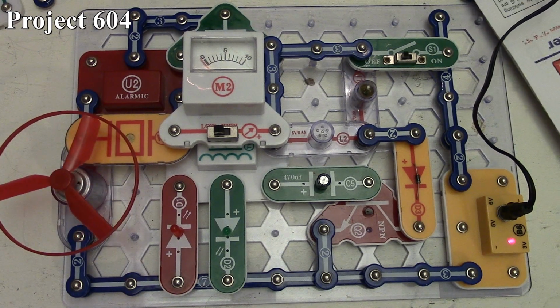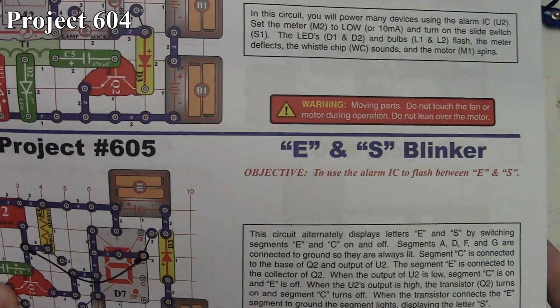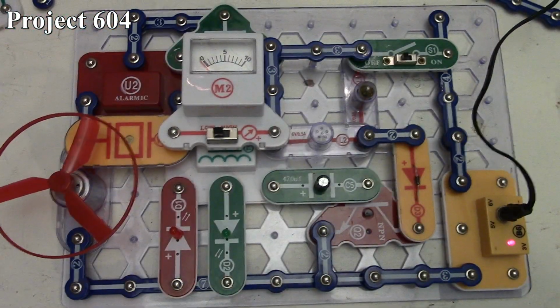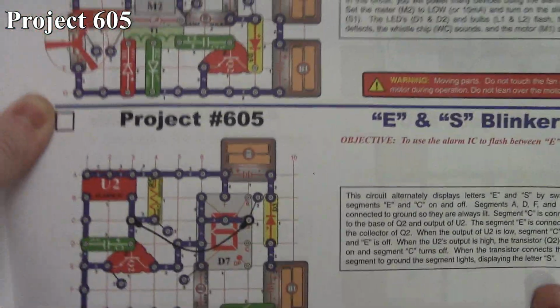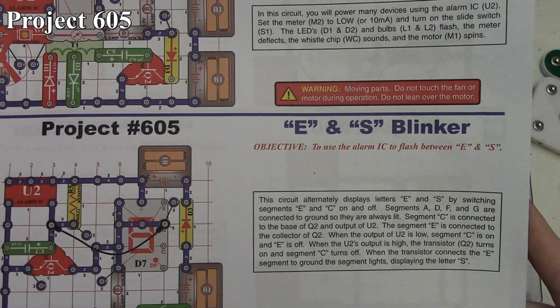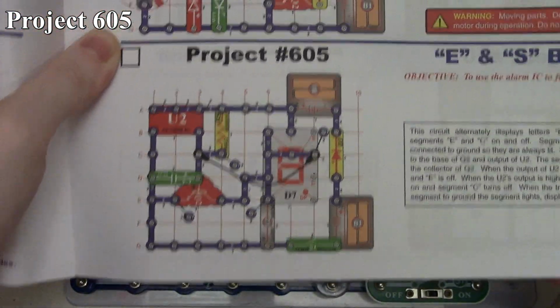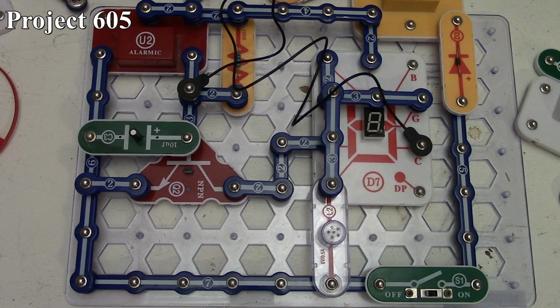So that is how Project 604 works, and now we're going to move on to Project 605, the ENS blinker. So here we are with Project 605, the ENS blinker. There it is in the book, and here it is on the board.